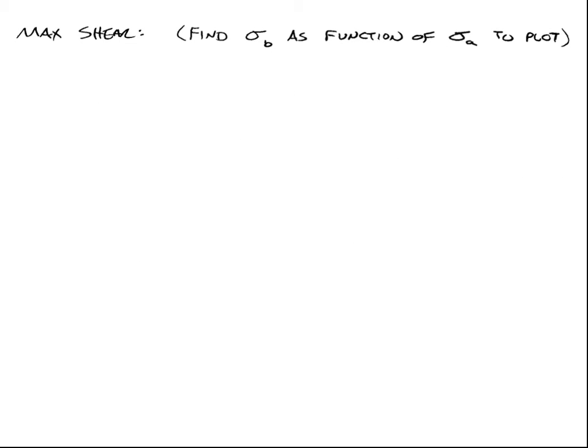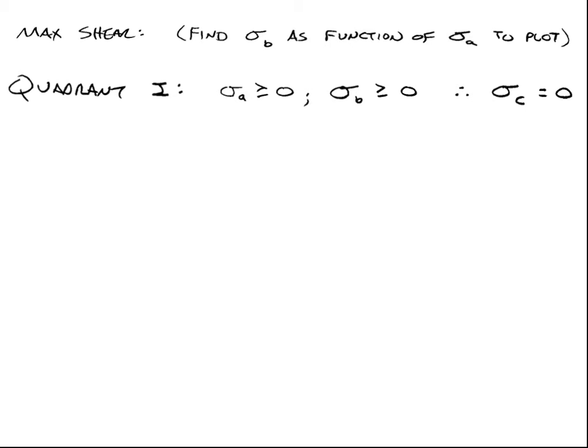Now for the maximum shear, again, we've set this up as sigma A on the x-axis, sigma B on the y-axis, so we want to find sigma B as a function of sigma A. And we'll start out in the first quadrant where both sigma A and sigma B are positive numbers, or could be 0, but both positive or 0.